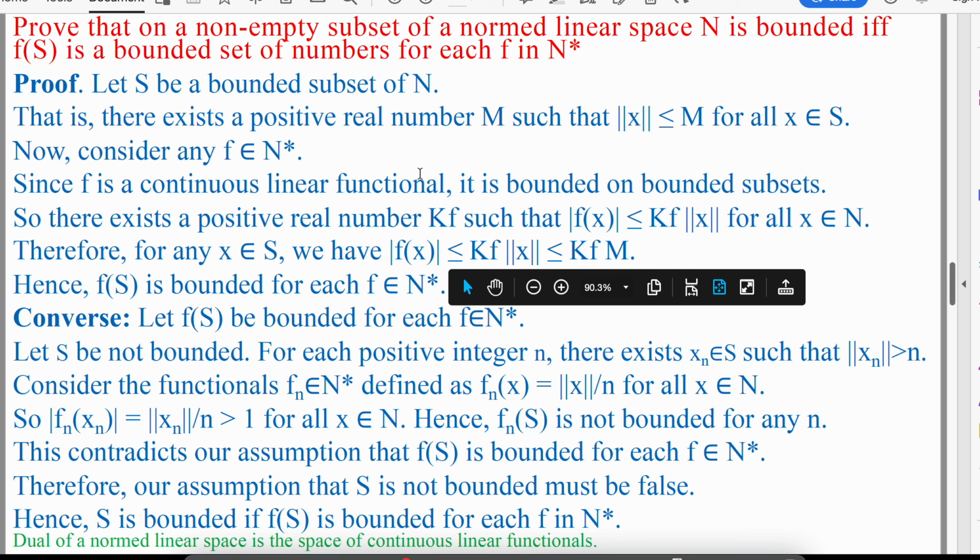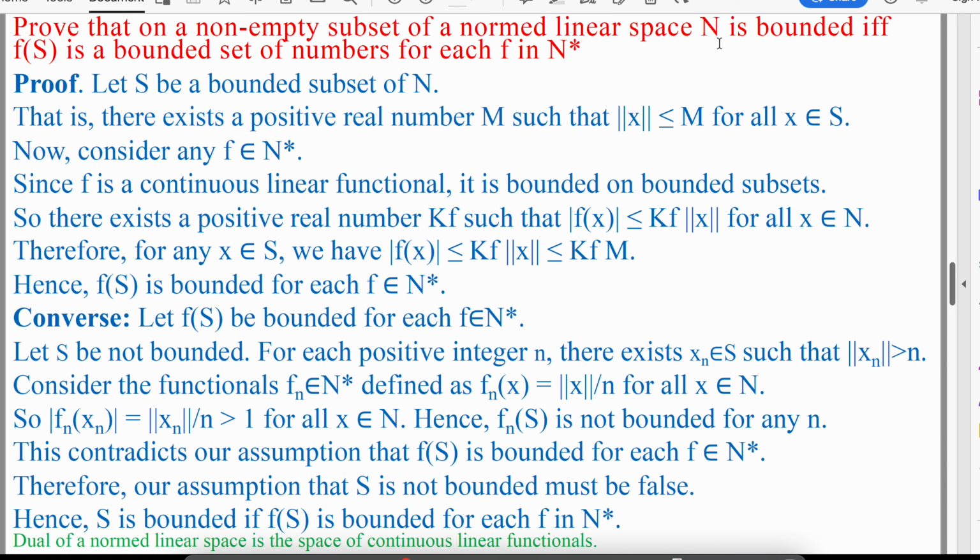Now one more result. A non-empty subset S of a normed linear space N is bounded if and only if f(S) means the image of S is a bounded set of numbers for each f in N star. N star means the dual of N. The dual of a normed space is the space of continuous linear functionals.